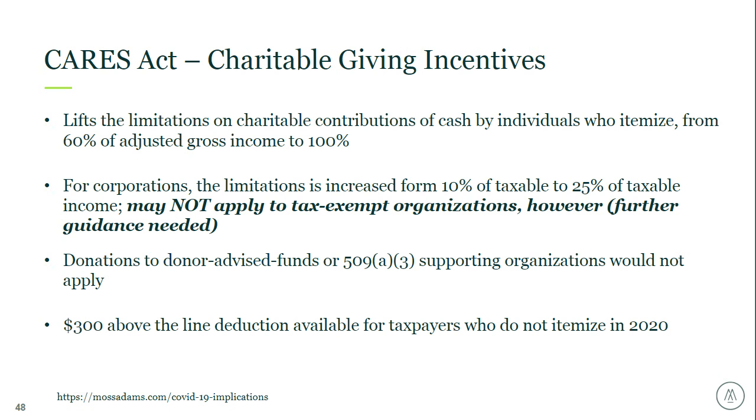There is some question on whether it will apply to tax-exempt organizations. The code sections that were presented didn't necessarily coincide with the UBI code section. So further guidance might be needed, but we don't anticipate that it wouldn't apply to tax-exempt organizations on your 990-T. So we do anticipate that the 25% charitable contribution deduction will be available, though we might need some further guidance. Donations to DAFs and 509(a)(3) supporting organizations would not apply for these increased charitable giving incentives. And lastly, there is a $300 above-the-line deduction available for taxpayers who don't itemize in 2020.